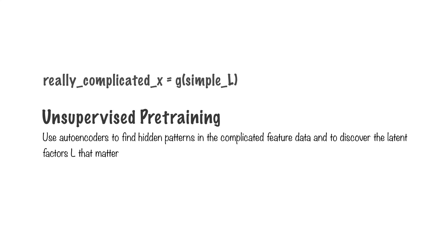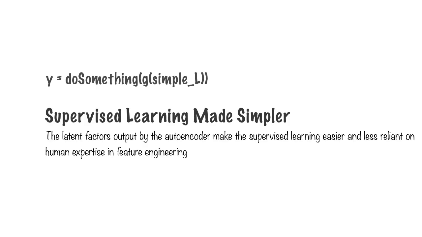We'd spoken early on in this class that neural networks were a kind of representation learning system. Neural networks figure out by themselves what data is important, what features are important. Unsupervised pre-training using autoencoders makes supervised learning easier and less reliant on human expertise in feature engineering. Unsupervised pre-training can be thought of as the feature selection algorithm for your supervised models.